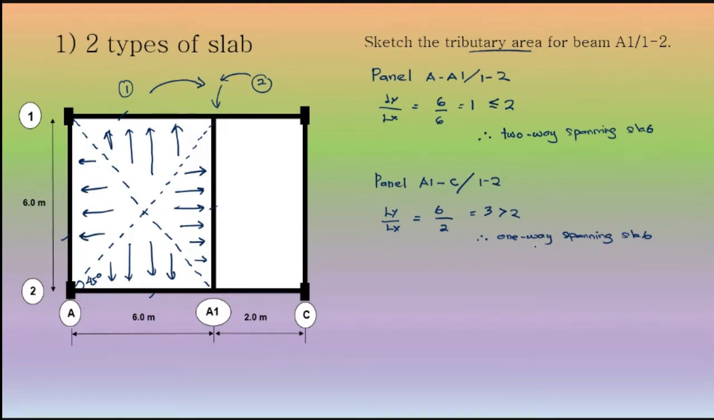Okay, then kita ada one way spanning slab. Okay, how to sketch the tributary area? You tengok LX dia yang mana? Sini 6, sini 2. Okay, pada side LX, you divide the LX side into 2 part. Bahagi pada 2. So sebelah distribute to beam A112. Another half distribute their load to beam C12. Okay, clear kat sini? Ada nak tanya? Tak ada? Proceed.